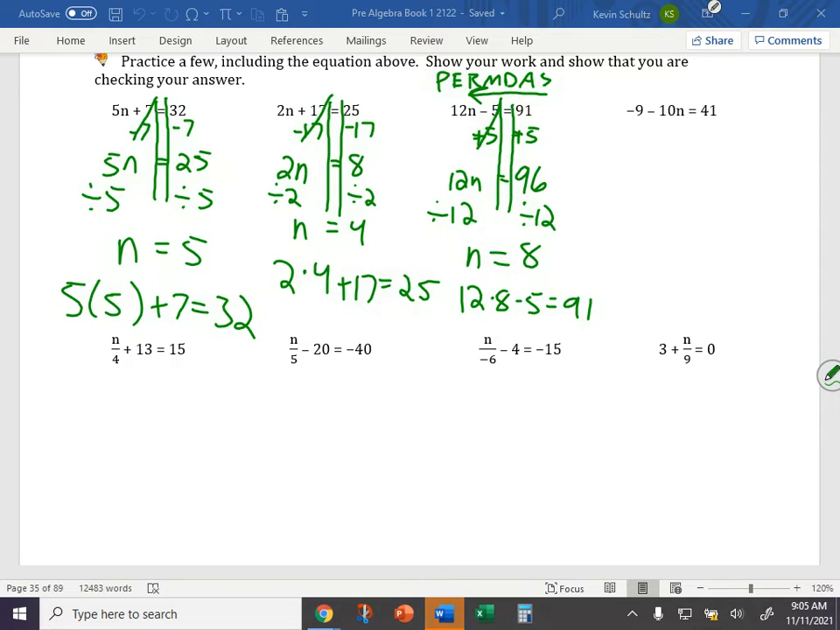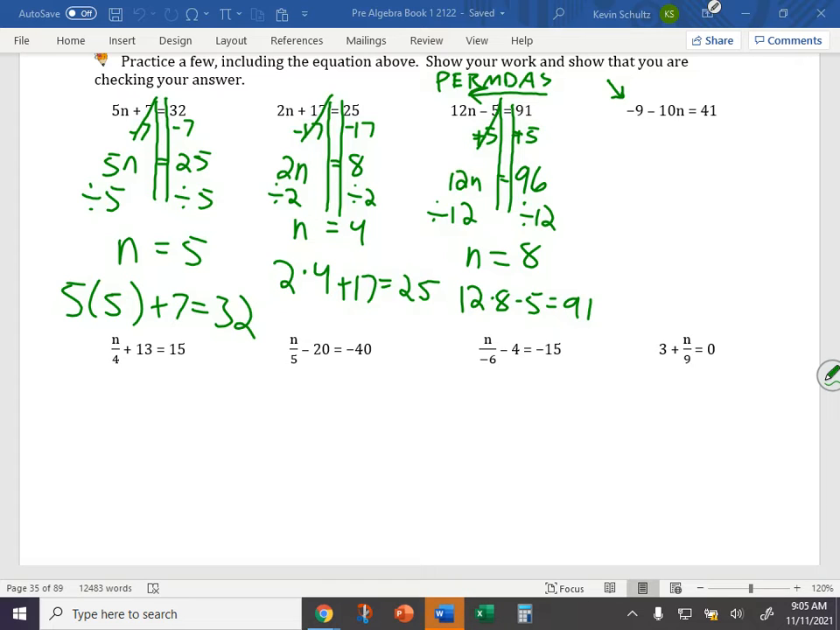Okay. The last one sometimes sends kids into a lack of confidence. They don't know how to do it because it's written backwards, right? Your variable term isn't written first. That's okay. You still start with this number without the variable. Notice how in each other one, when we started with that addition or subtraction, it was always the number without the variable, called the constant. That's what you're going to start with here.